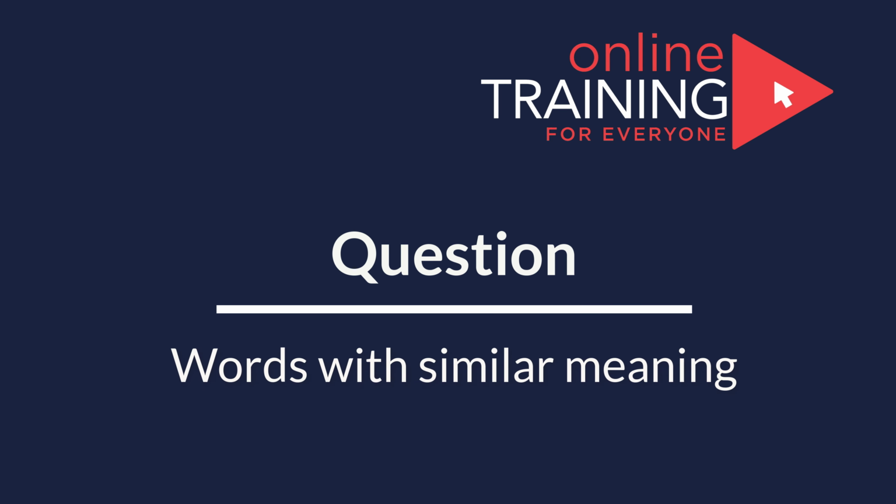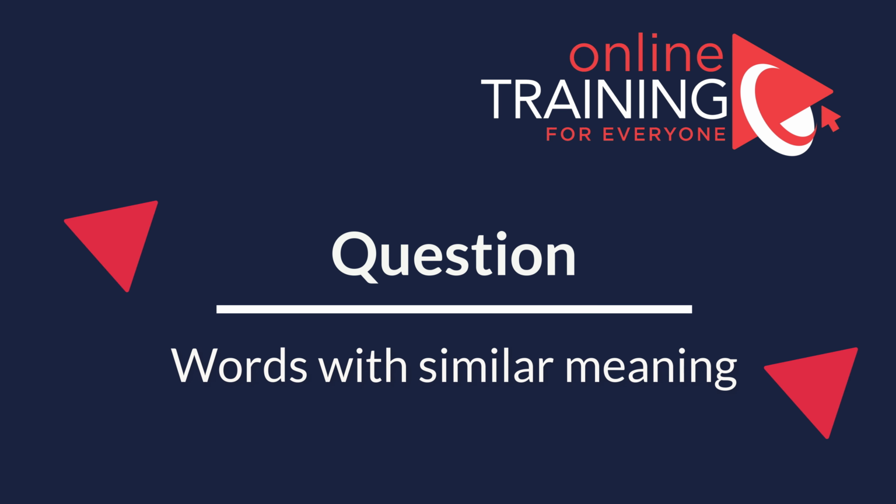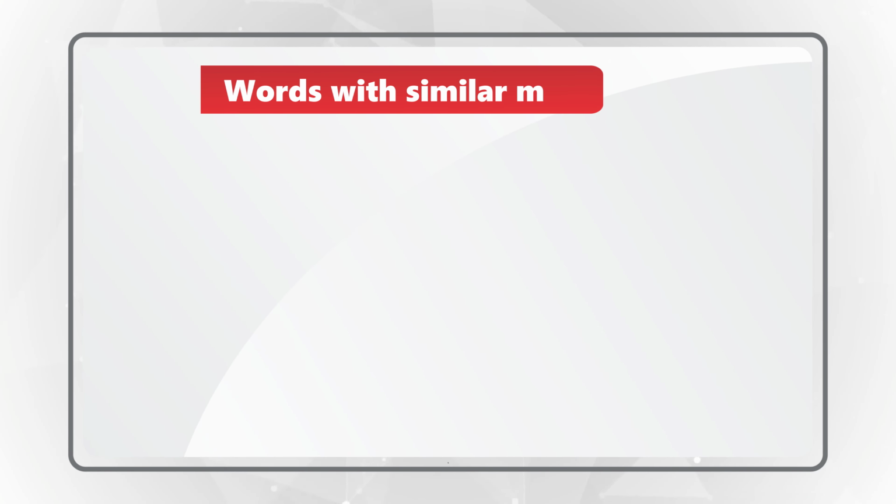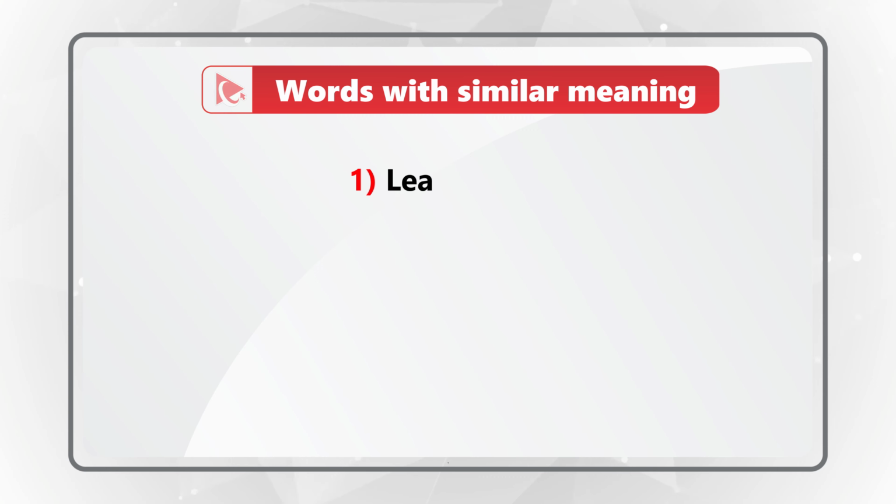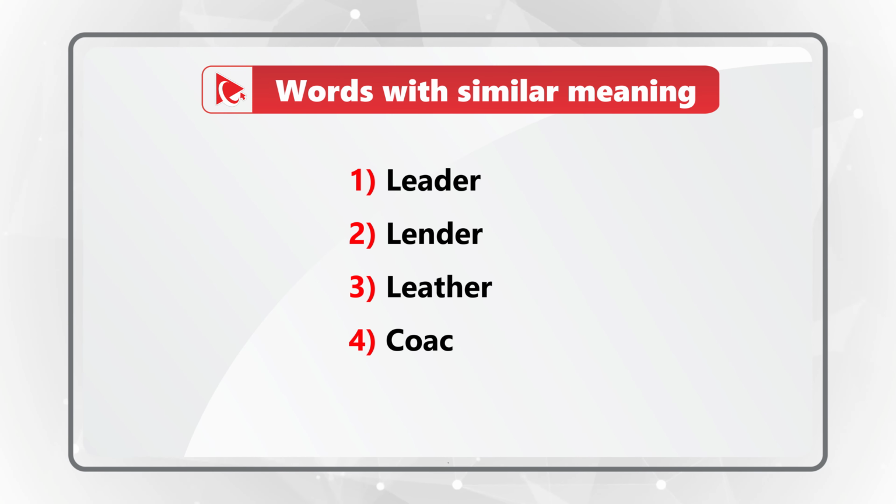Here's an interesting question for you to practice. You need to identify all the words with similar meaning. And you're presented with 5 different words. The words are leader, lender, leather, coach, and influencer. Do you see the answer?